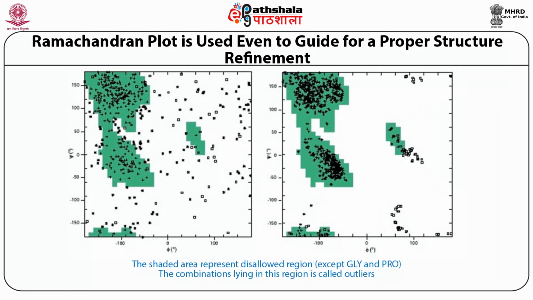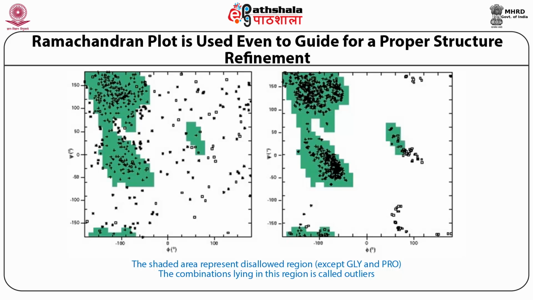We already said outliers are not good. So the number of outliers should be very minimum for a good structure. If possible, we should have 0 outliers except for glycine and proline, because we already said glycine is highly flexible and proline is a cyclic amino acid. There are some special stereochemical considerations, so they don't give rise to many clashes, so they are allowed to be anywhere. But other than these two residues, all the residues should fall within the allowed phi psi combination range.